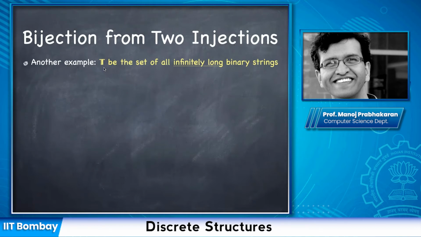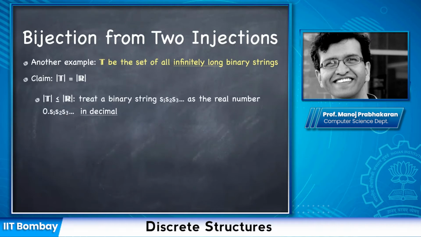How big is the set? I'm claiming that this set is as big as the set of real numbers. That is to say, the cardinality of the set is the same as the cardinality of the set of real numbers. Okay, so I'm claiming that there's a bijection between these two sets. How do I prove that? I'm going to use the CSB theorem. So I'm just going to give injective functions going both ways. So in one direction, the set T has an injective function into the set of real numbers.